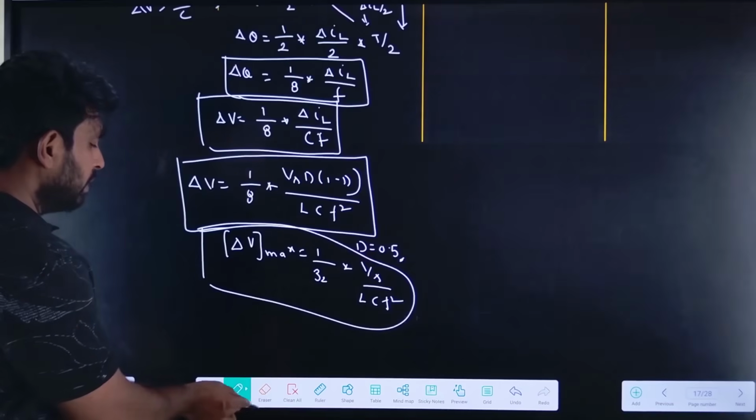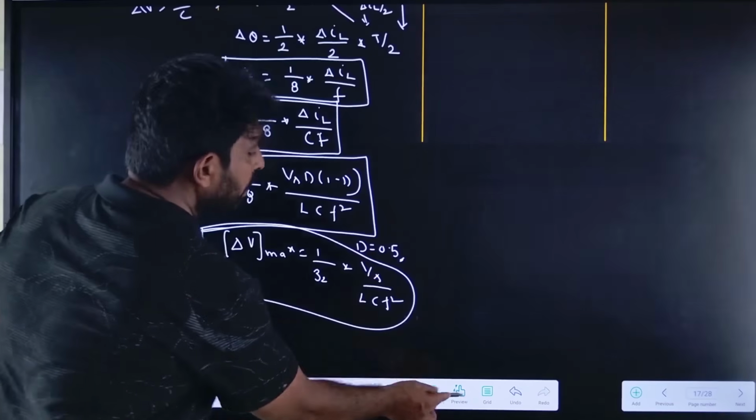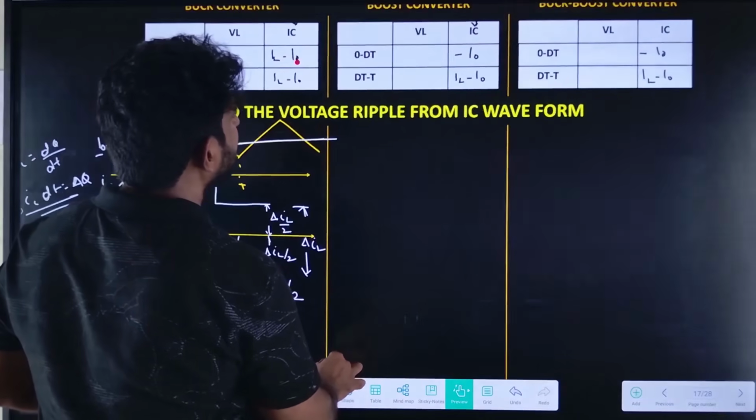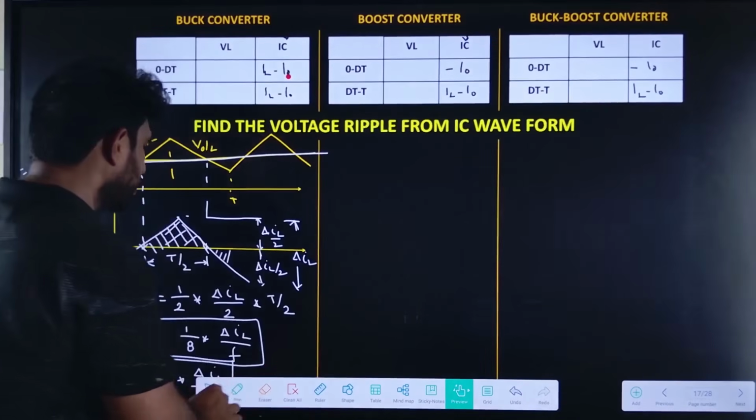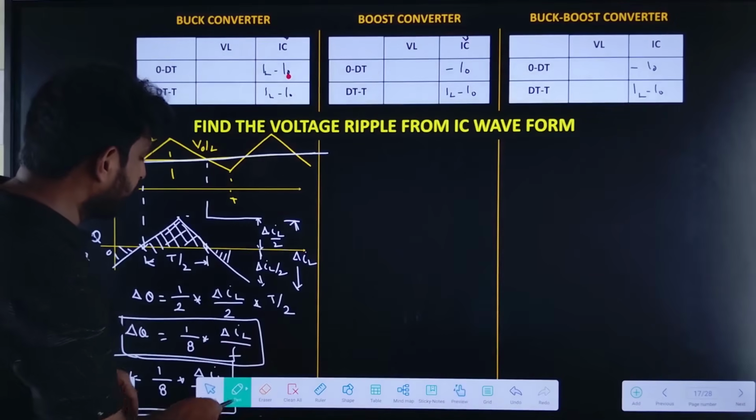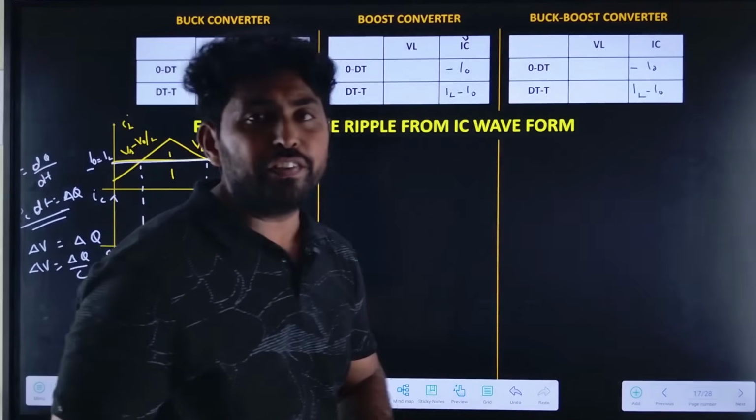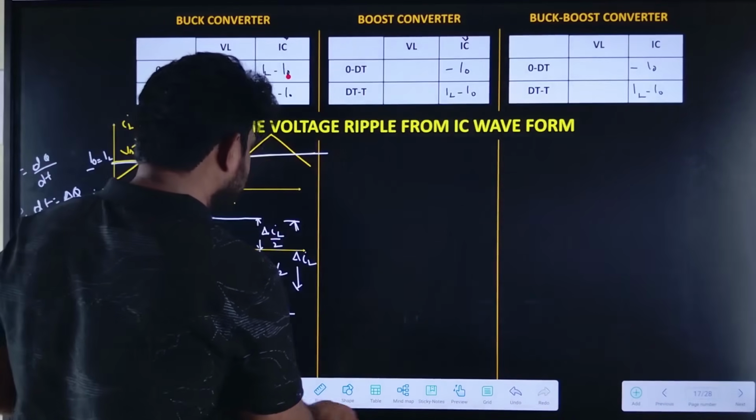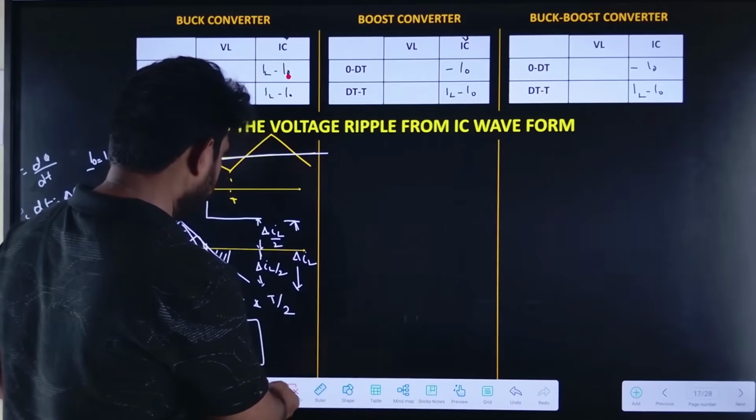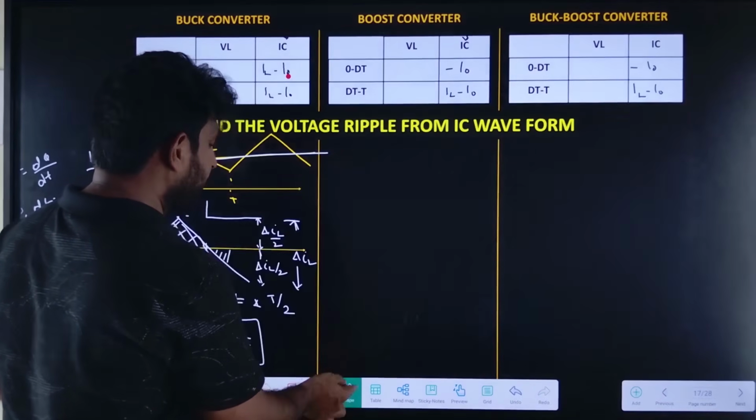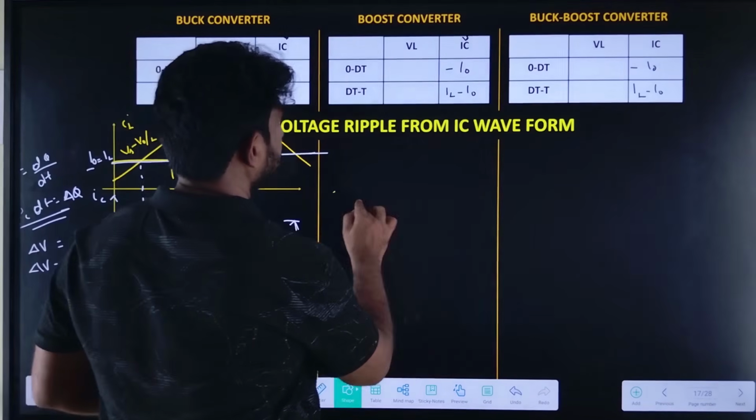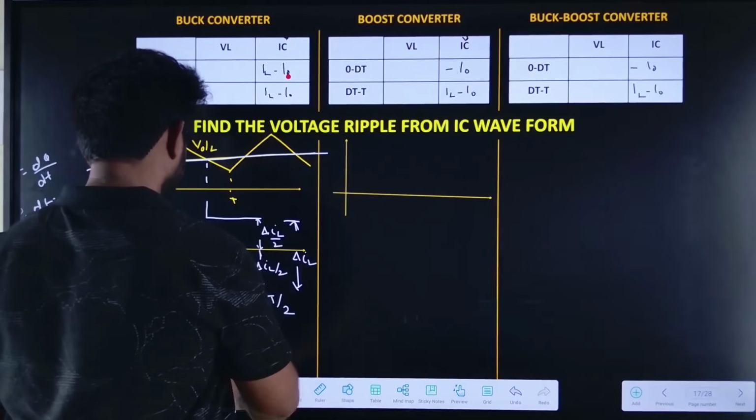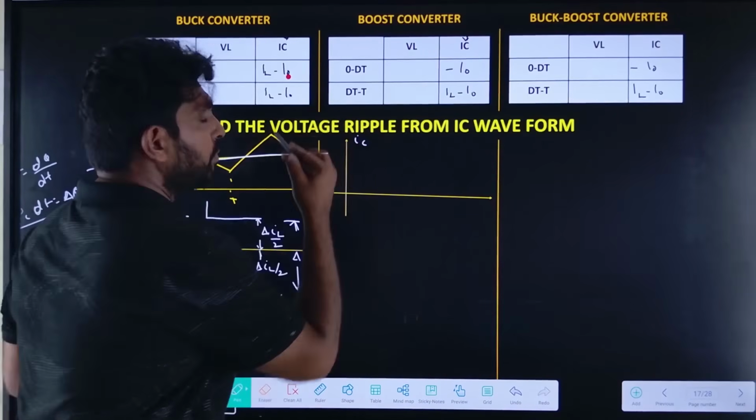Right? Now, let us find it for the boost converter. It is very easy. How can we find it for the boost converter? In case of the boost converter, I can directly draw the IC waveform. Let me draw the IC.